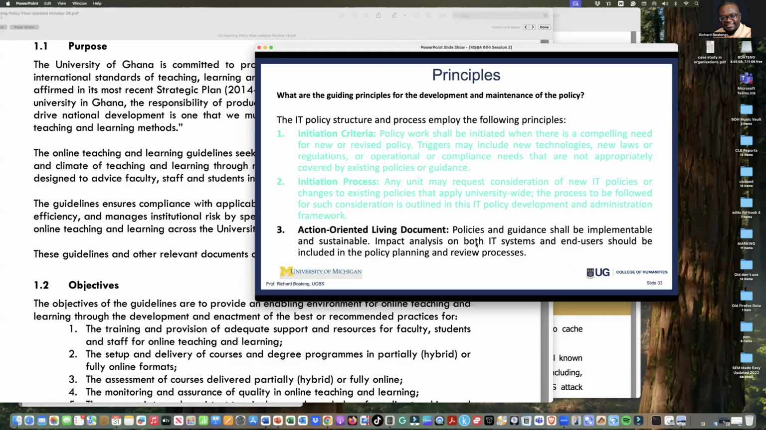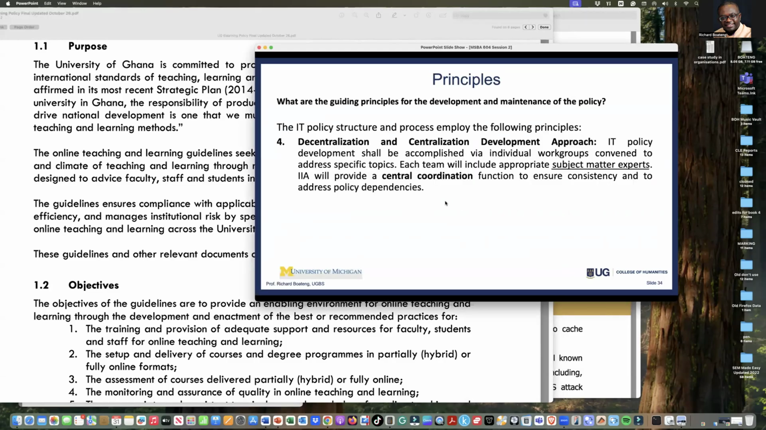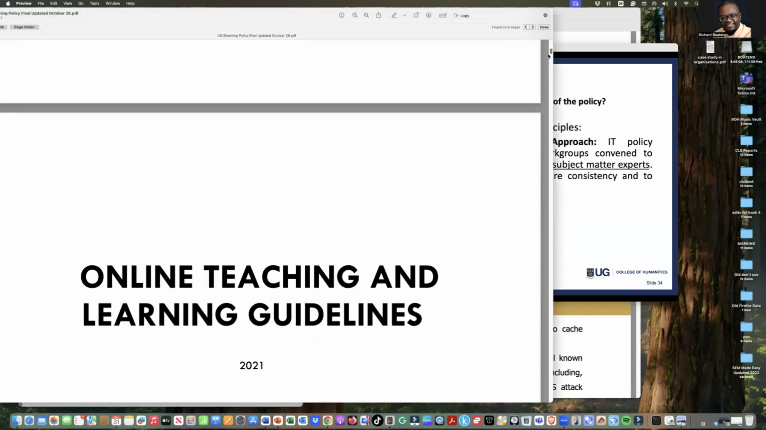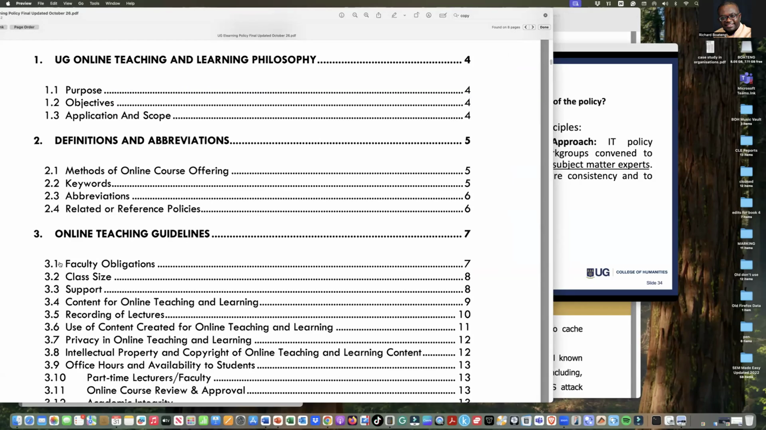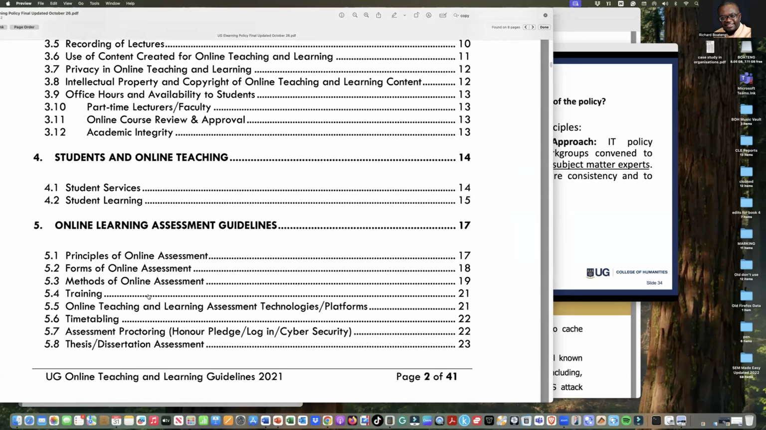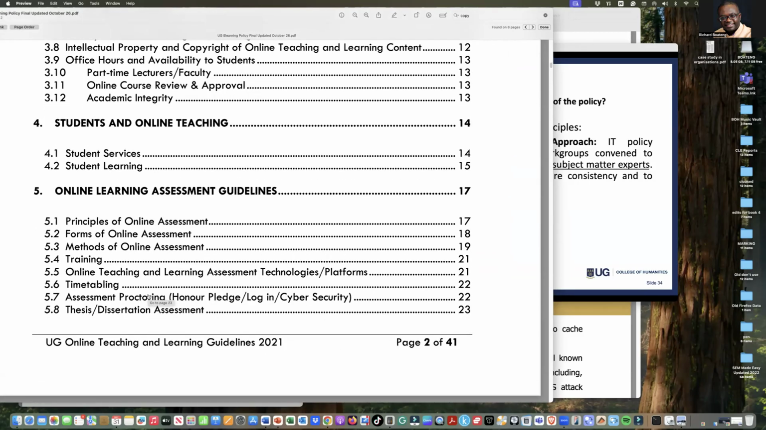Okay, then you also have the decentralization and centralization approach. You saw it in ours. We had a team, and the team had different people in it. We consulted different teams across the university, and the other ones were also based on our structure. If you look at the table of contents of the guidelines, we have a person for online teaching guidelines, where there's the faculty side, the student side, and assessment. Look at the teams. There were teams for each of them.